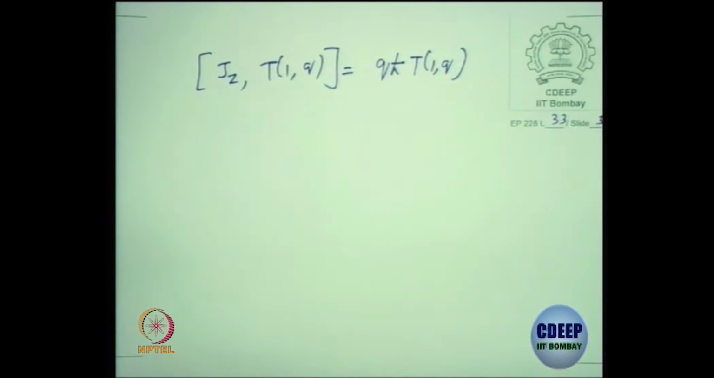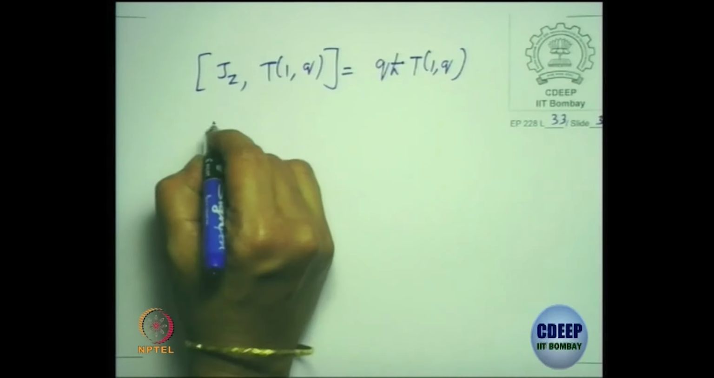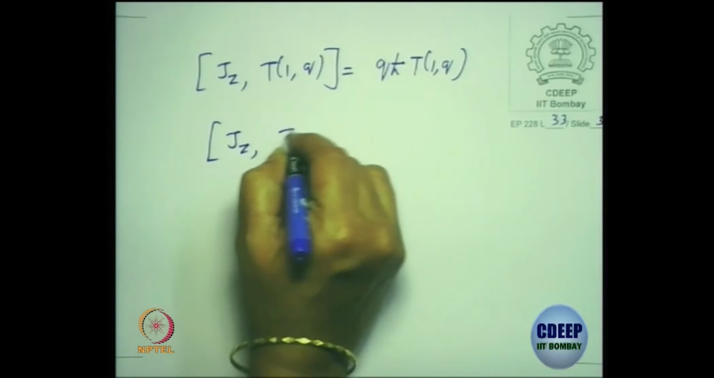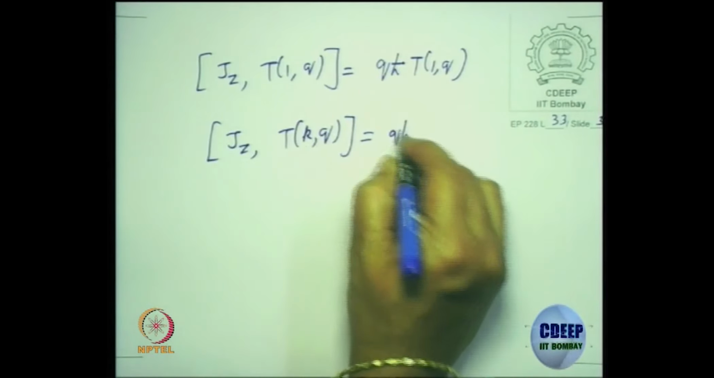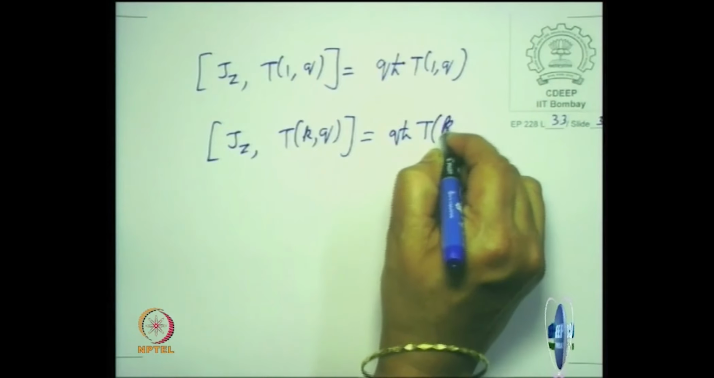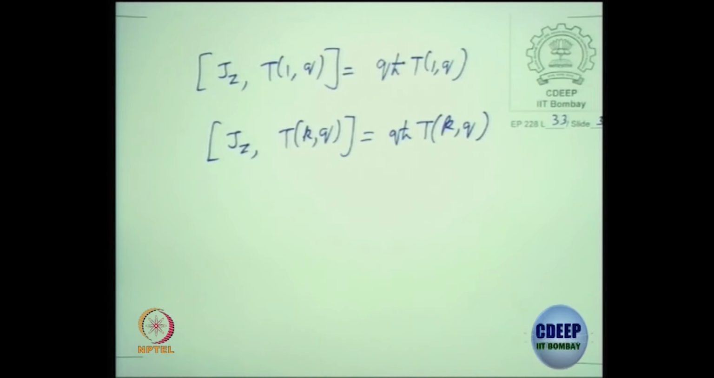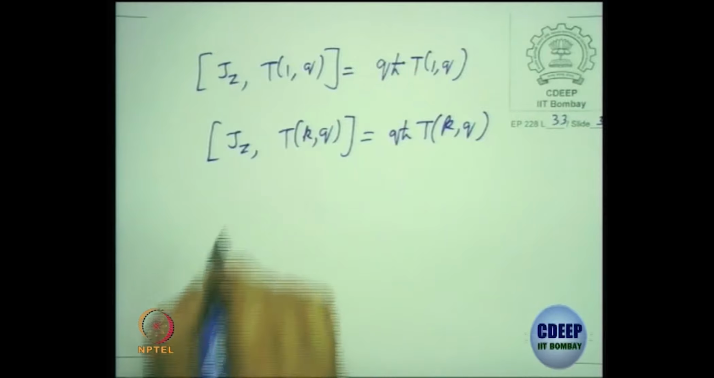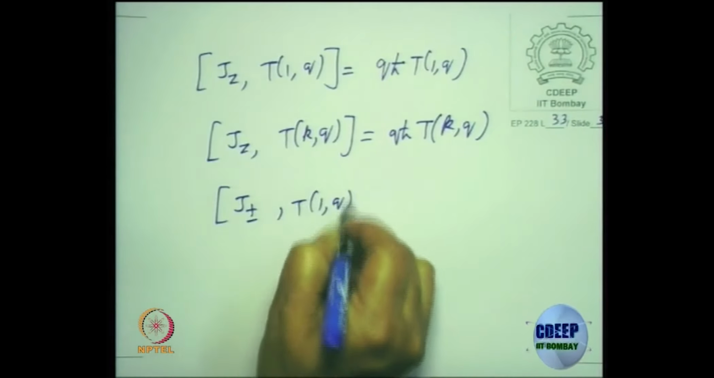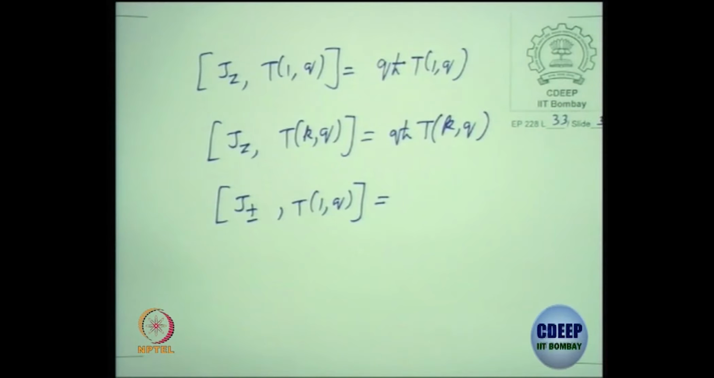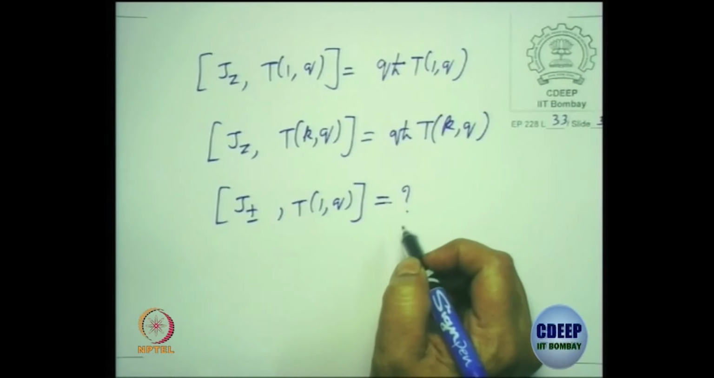I can do this. Now my claim is that this will hold even if I do it for other tensors of rank k: q h cross t k comma q. I have not proven it, but it can be proved. Is that all? You need to do other things also. What are the things? J plus or minus with t1 comma q. What will this be? That is the next question. Why am I doing this, you know?